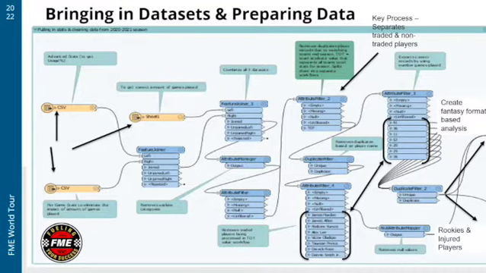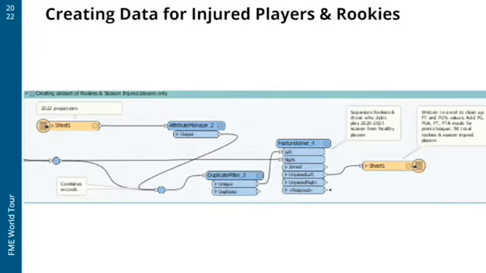After that is where the two outputs go. One goes off to create the rookies and the injured players, and the other is to create the fantasy based formats. So in the next slide, this point here is where the two processes from before get joined together, so that we're doing the analysis for the whole data set.